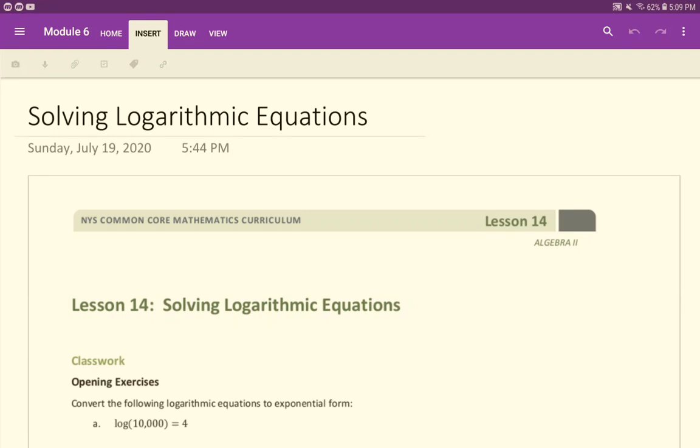Welcome to solving logarithmic equations. We've kind of already been solving logarithmic equations in previous lessons, but we're going to do it a little bit more here too, just for some extra practice and some different kinds of logarithmic equations than what we've seen in the past.